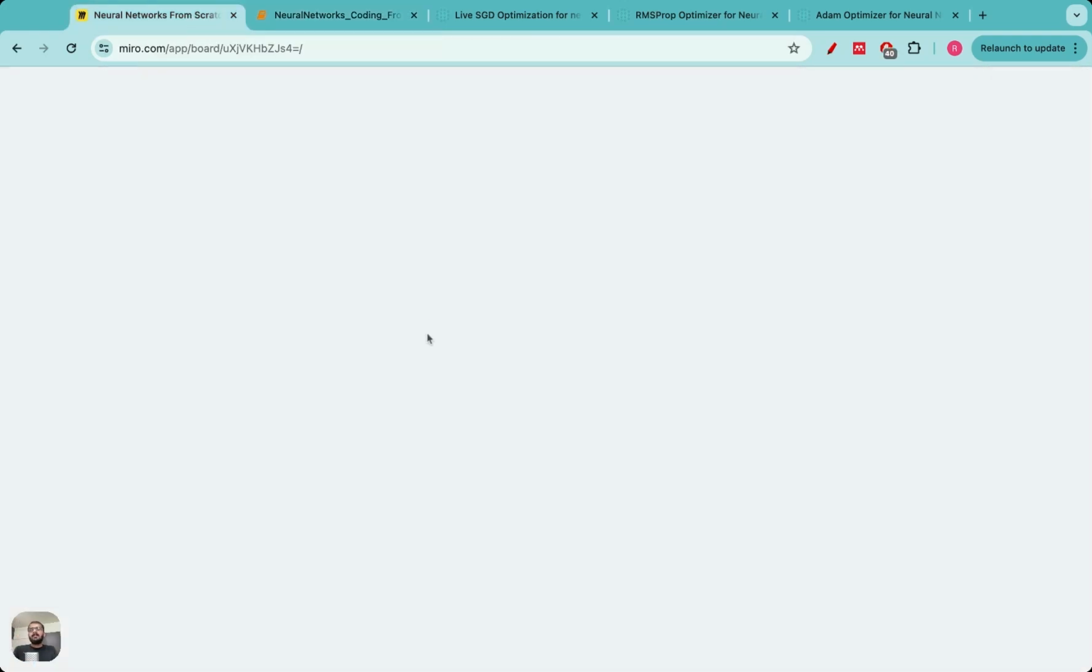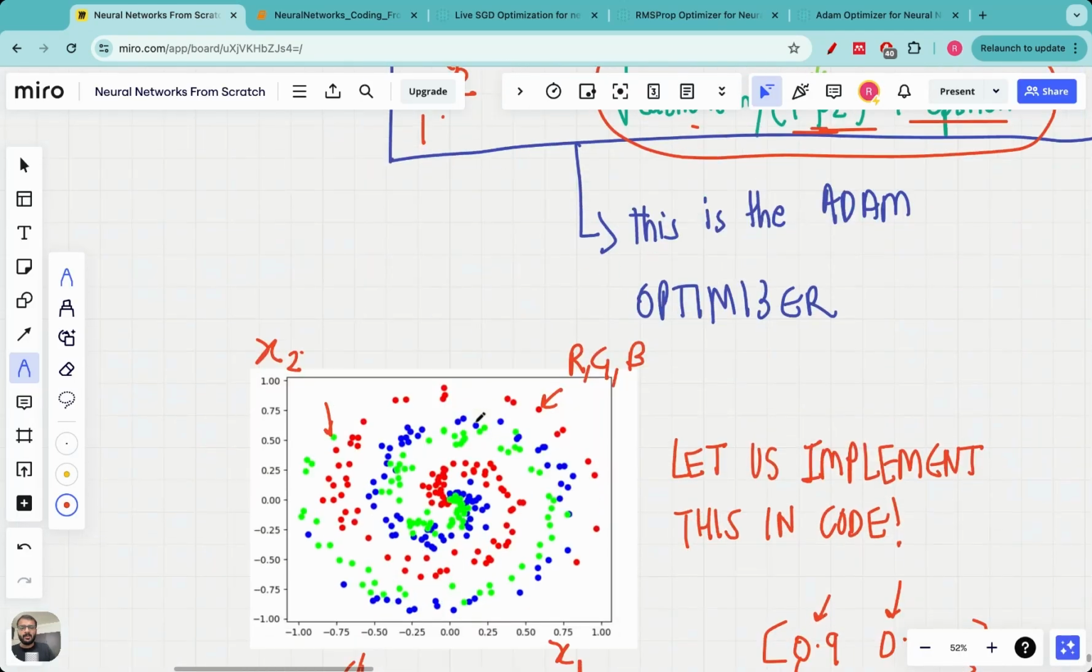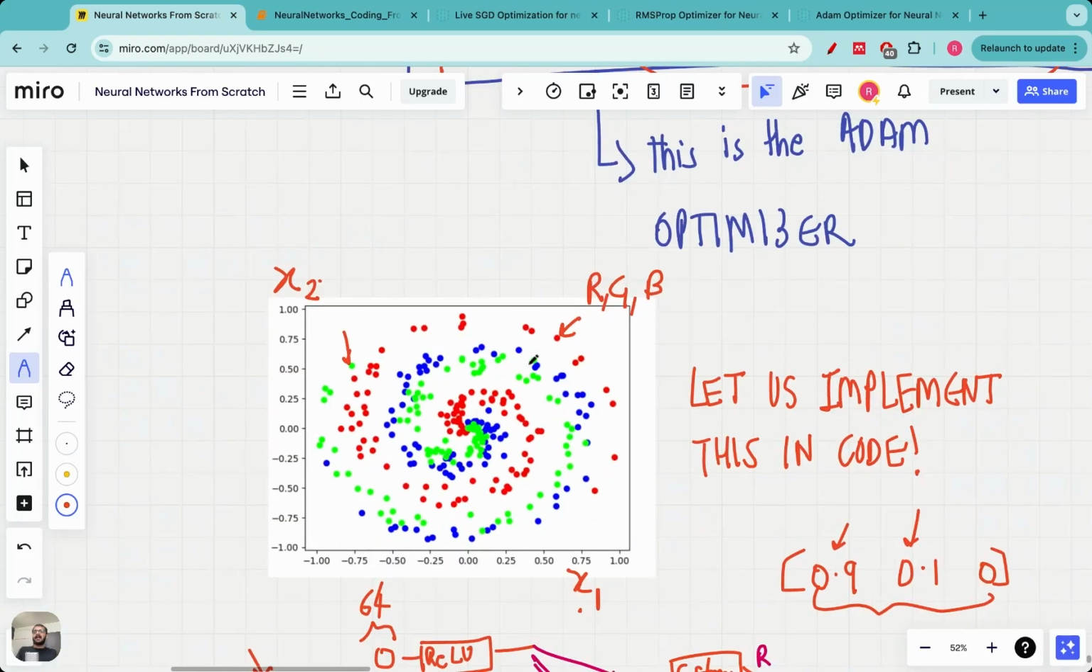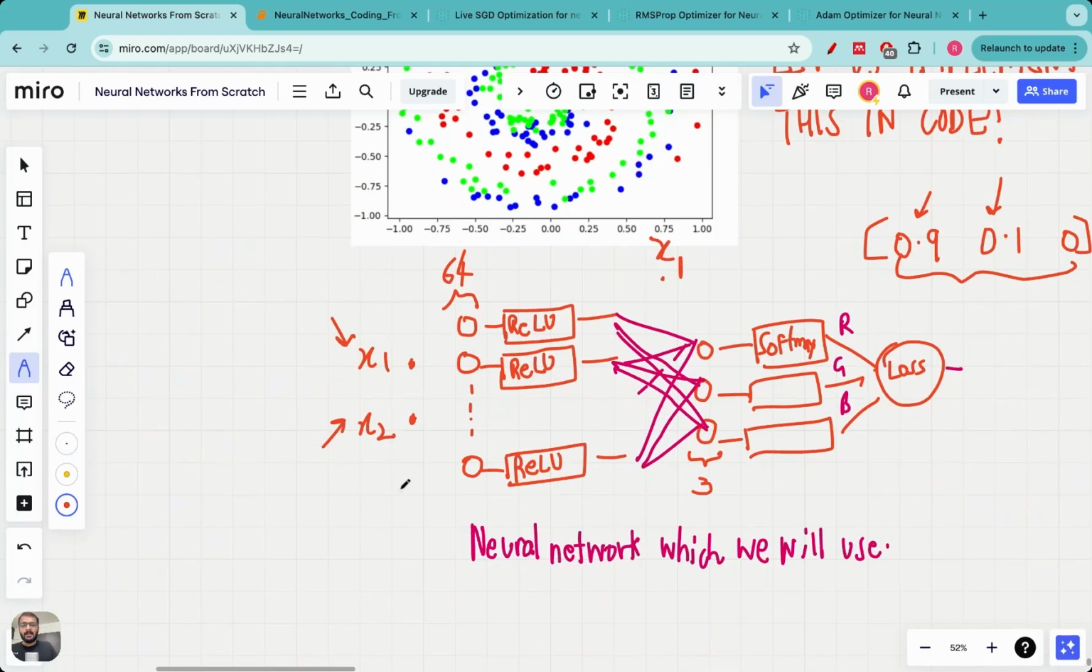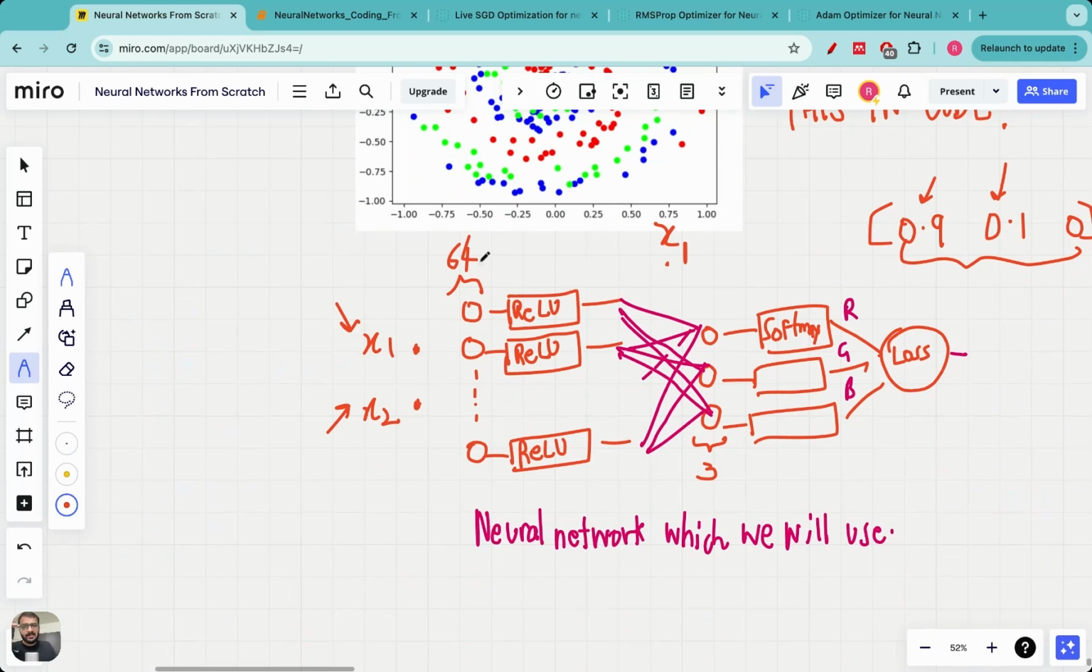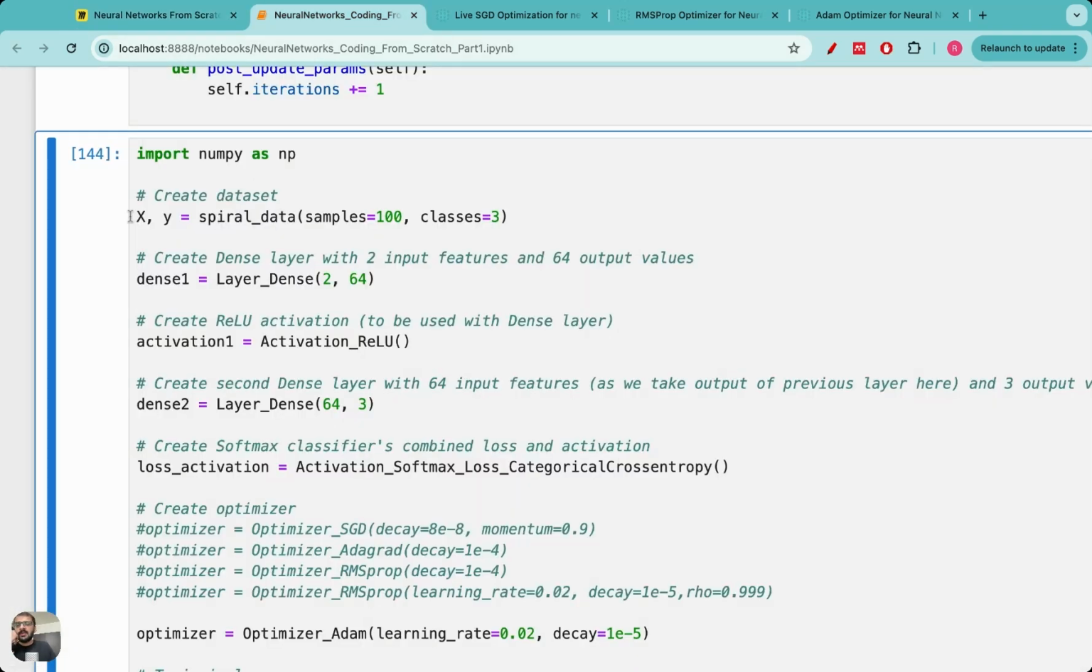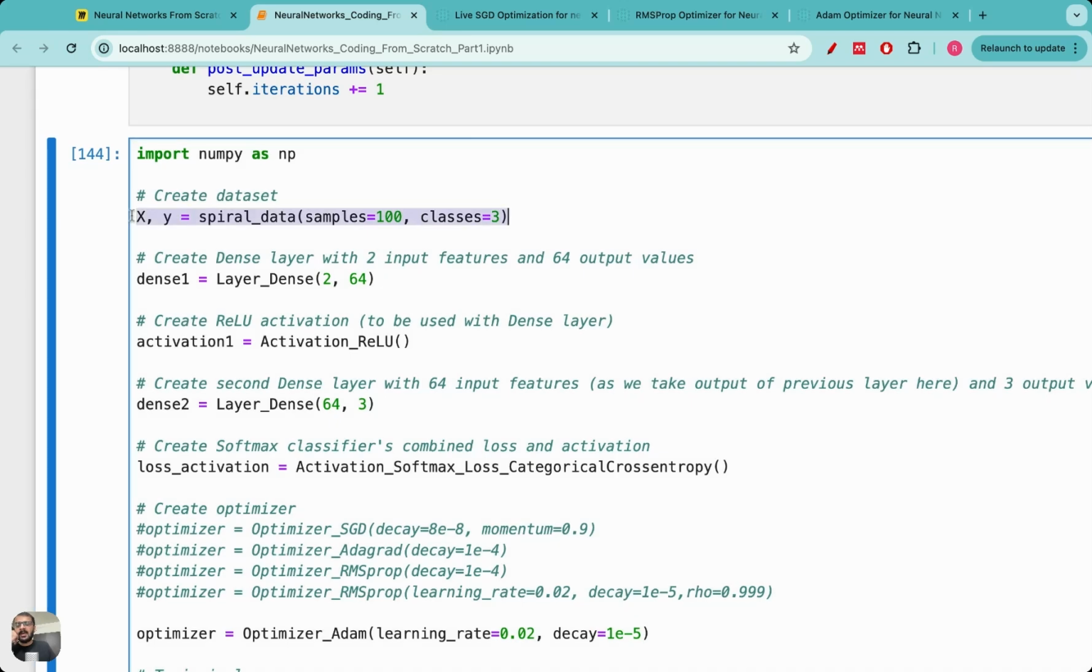Please remember the neural network data set which we have. This is called spiral data. And please also remember the architecture. We are going to be using 64 neurons in the first layer, then ReLU, then 3 neurons in the output, then softmax, then the categorical cross entropy loss. So first we create the data set. We are using the spiral data set here with 100 samples and it has 3 classes. It can belong to red, green or blue.